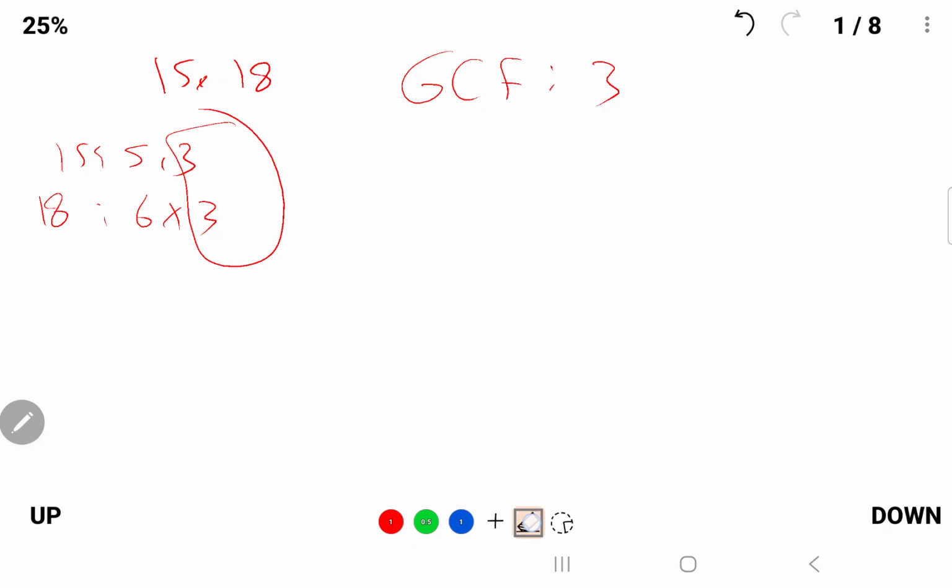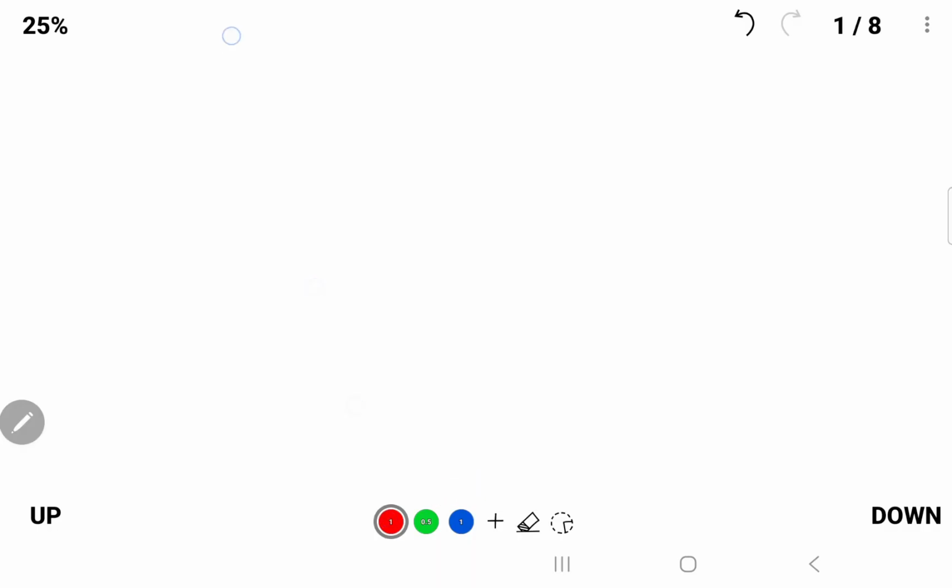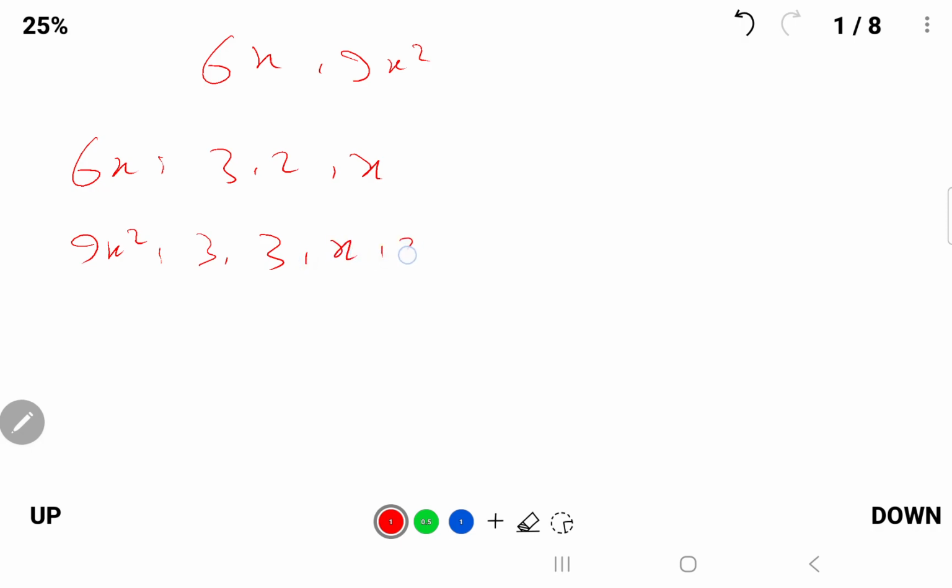Now another example. Let's say you have 6x and 9x squared. So 6x is 3 times 2 times x, and 9x squared is 3 times 3 times x times x. So we have 3 in common, and x and x. So the GCF is 3x.